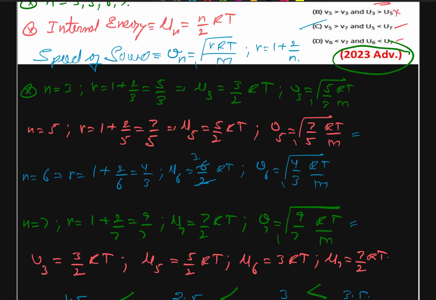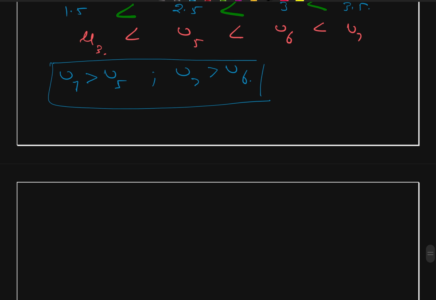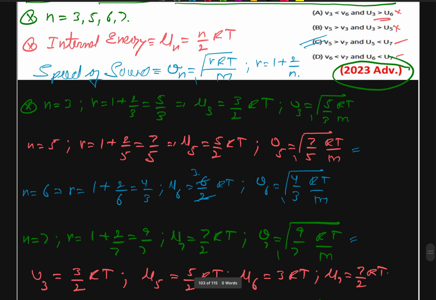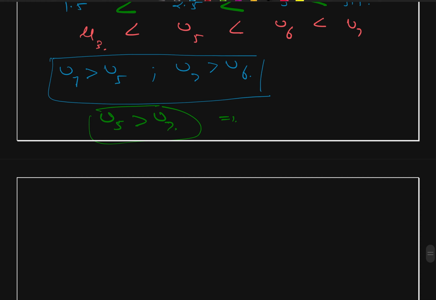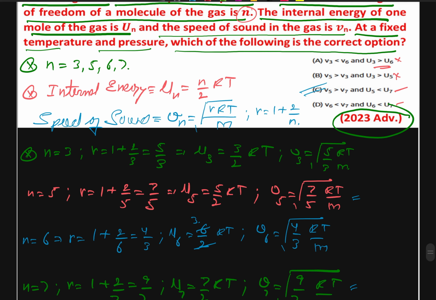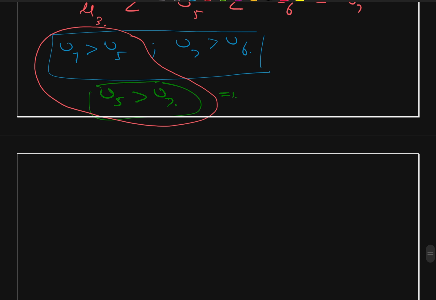So we have option C is correct. We have V of 5 is greater than V of 7. Therefore we get that U of 7 is greater than U of 5. So this combination is our correct one. So option C is correct.